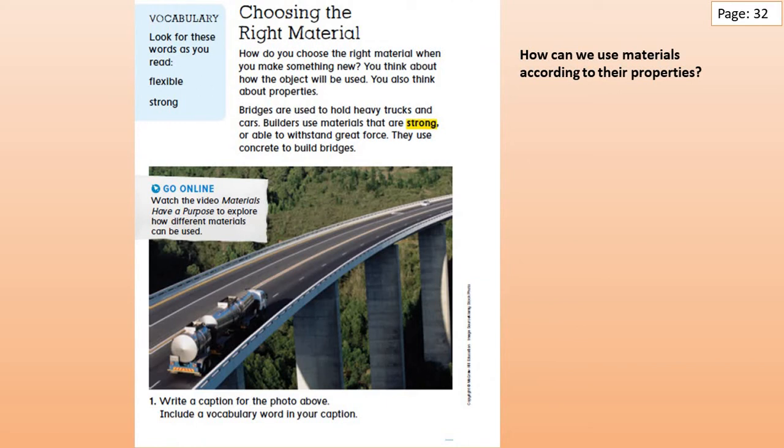In this picture, we can see a bridge and a truck. This bridge holds this truck and all trucks that pass this way. So, what do you think? What's the most important property of the materials that this bridge is made of? This bridge has to hold all trucks, buses, and cars that pass this way.